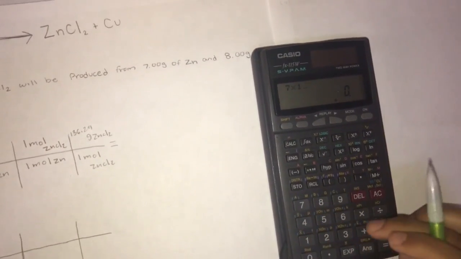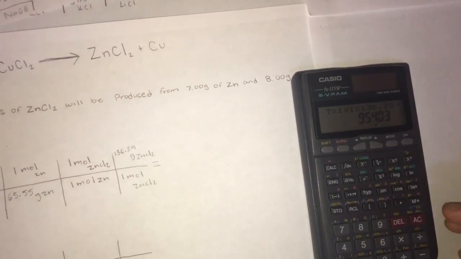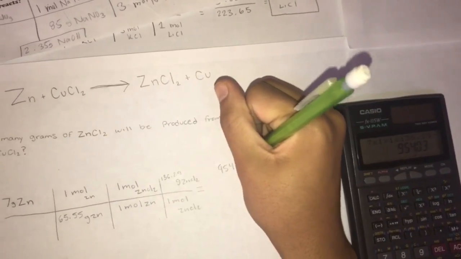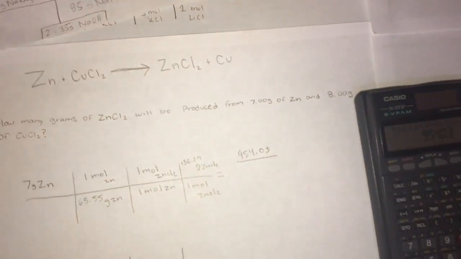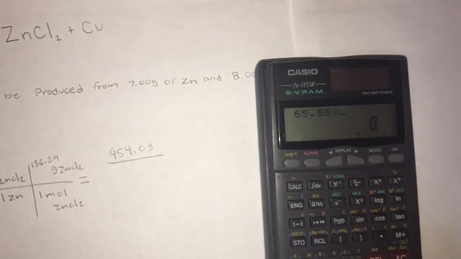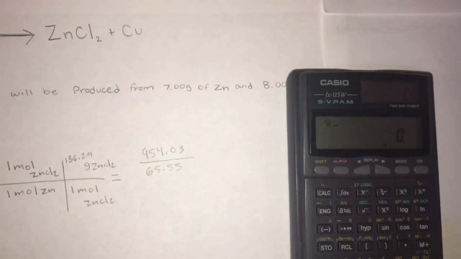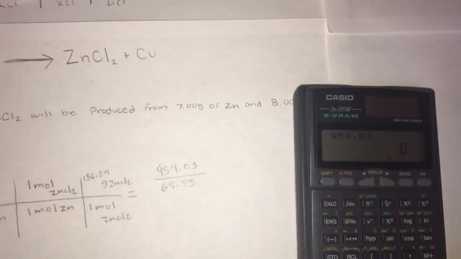Next, you want to multiply the top, which is 7 times 1 times 1 times 136.29, and that turns out to be 954.03. And then you want to multiply the bottom, which is 65.55 times 1 times 1, which gives you 65.55. And then you divide it, and that will give you your answer.